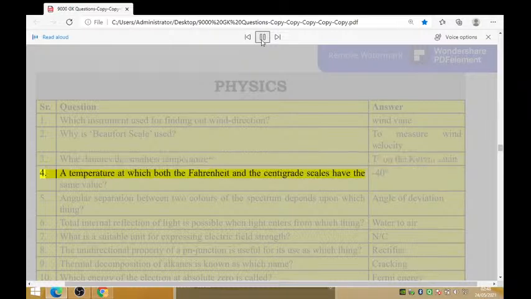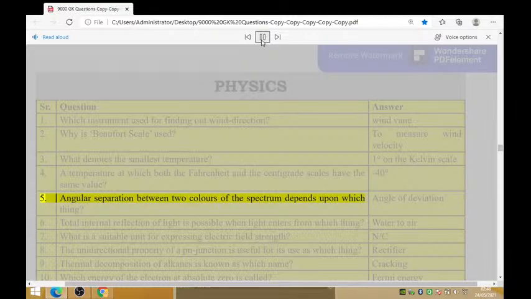4. At what temperature do both the Fahrenheit and the centigrade scales have the same value? -40 degrees. 5. Angular separation between two colors of the spectrum depends upon which thing? Angle of deviation.